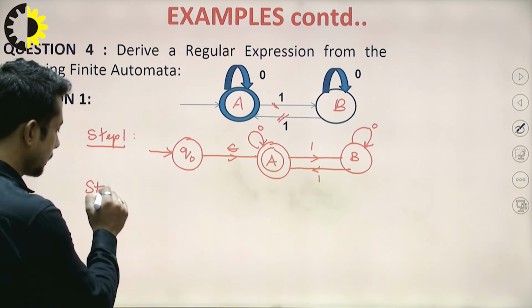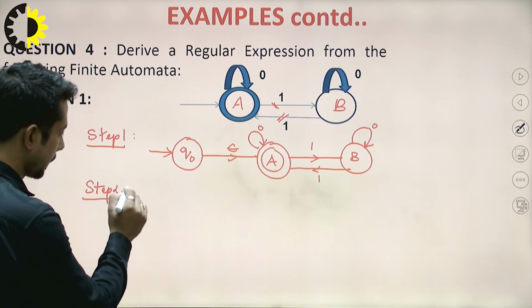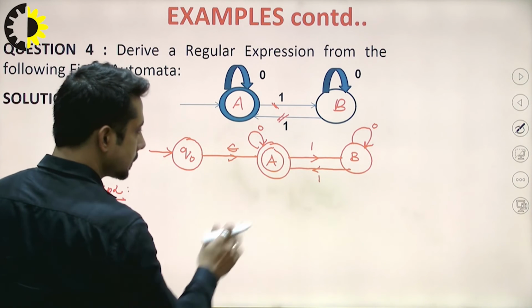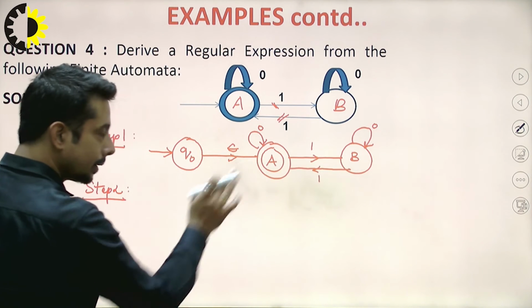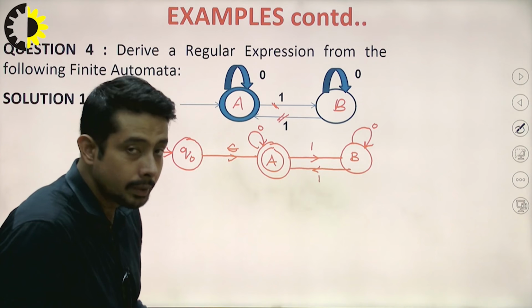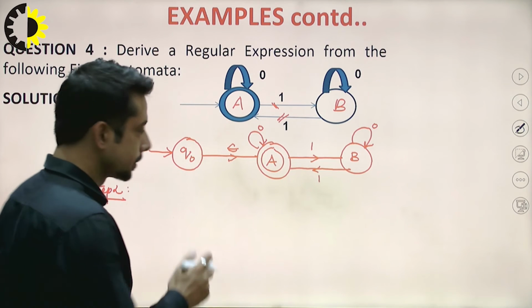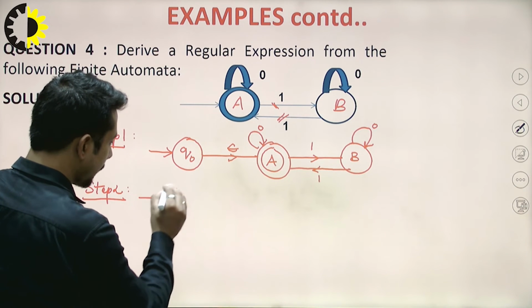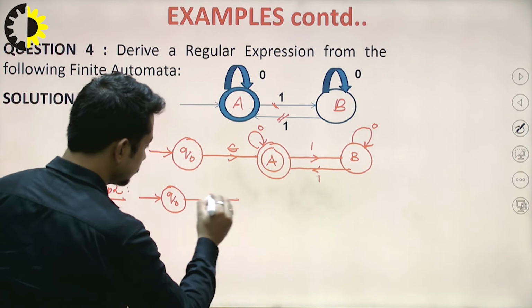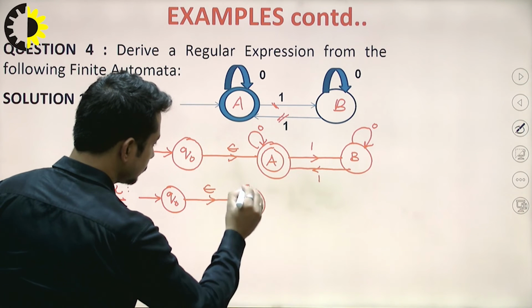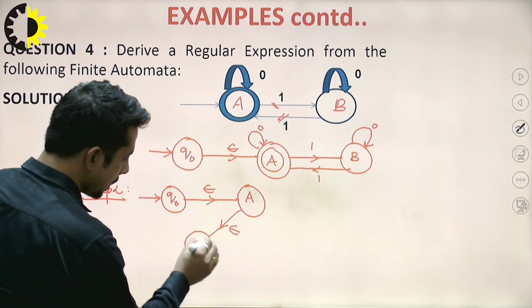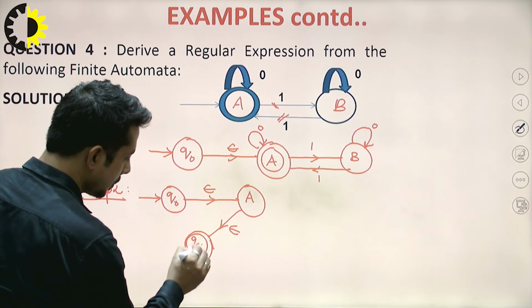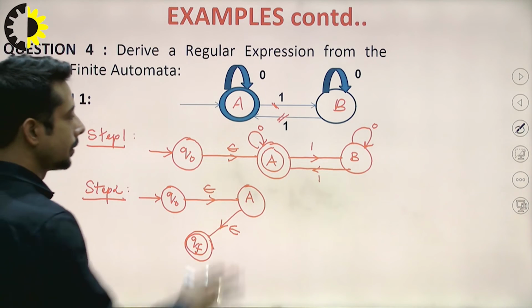If you look into step number 2, since the final state has one outgoing edge, I have to eliminate this. We are not going to eliminate it, we are going to make this a normal state and introduce a new final state. Okay, make a new final state, correct? And the rest will be similar.